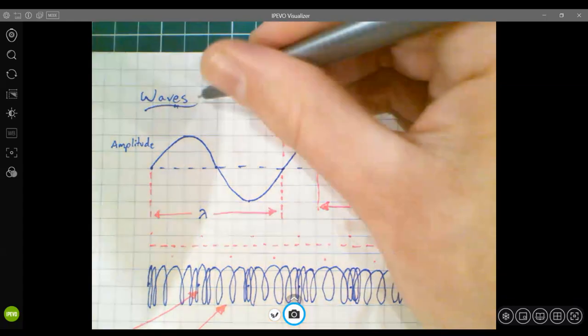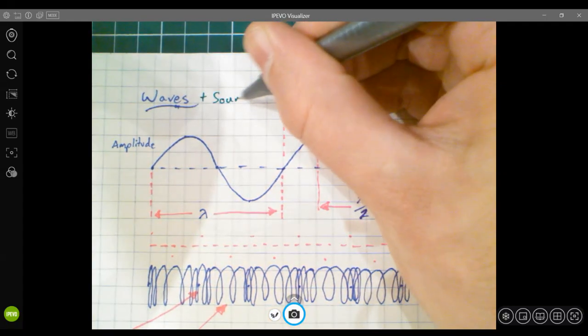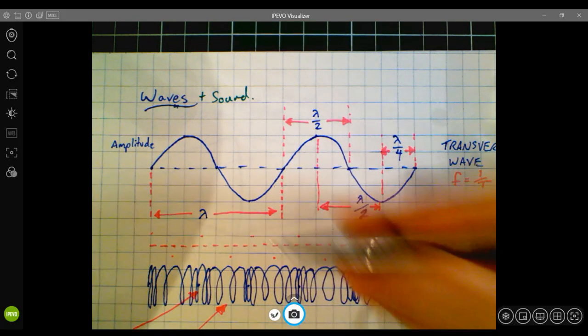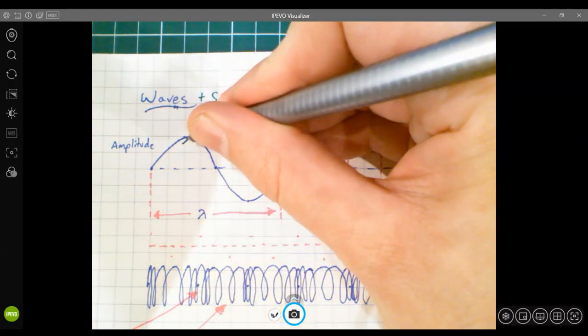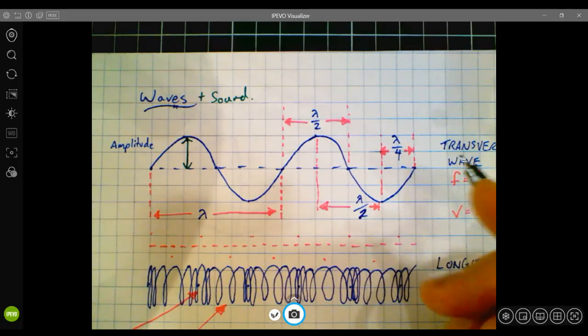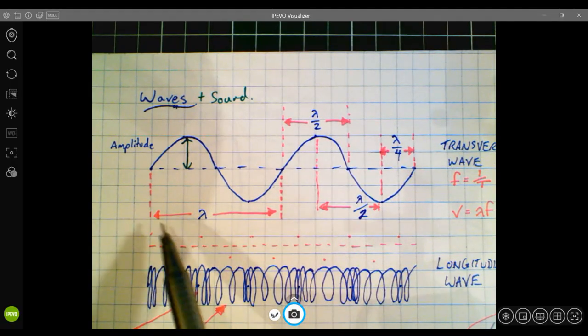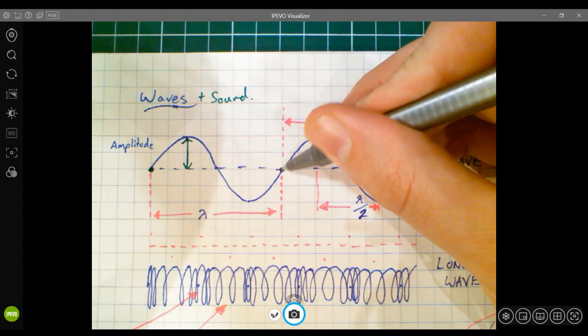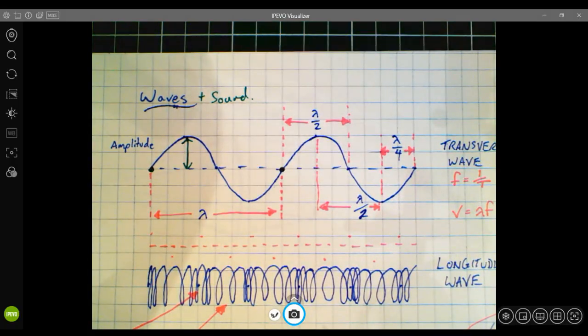Waves and sound. As we look at waves and sound, there are a few properties that we have to take a look at first when we talk about a basic wave. We talk about amplitude, and if we're talking about the amplitude relative to a rest position, this would be our amplitude. We could also take a look at how long a wavelength is, and we define a wavelength as being the distance between two identical points on a wave.